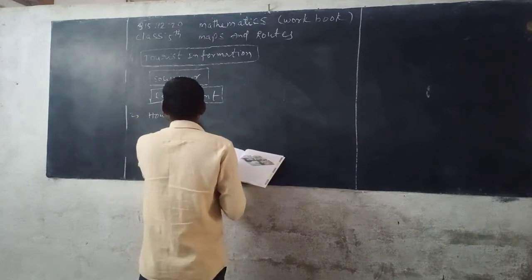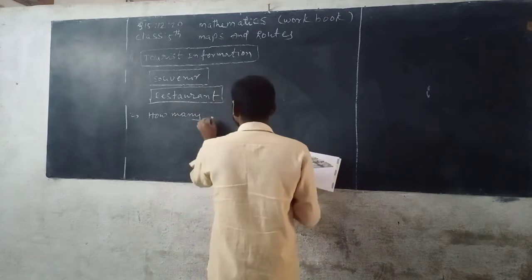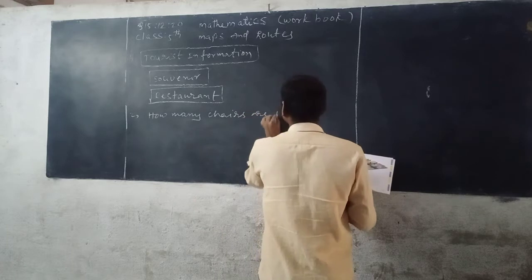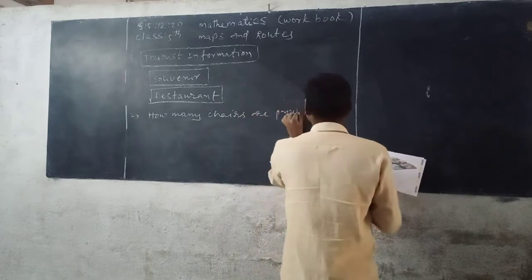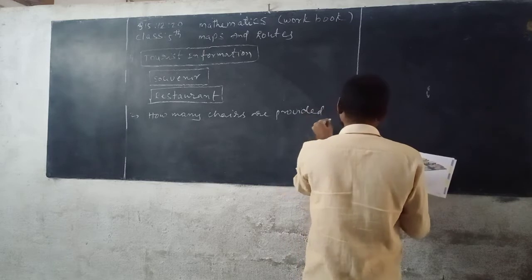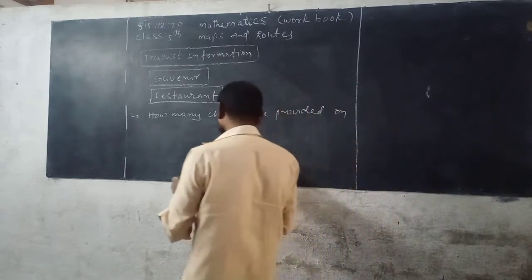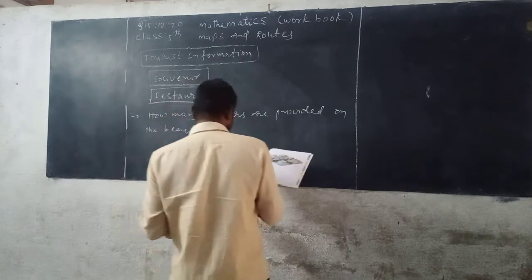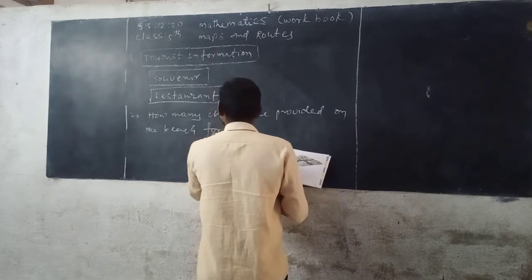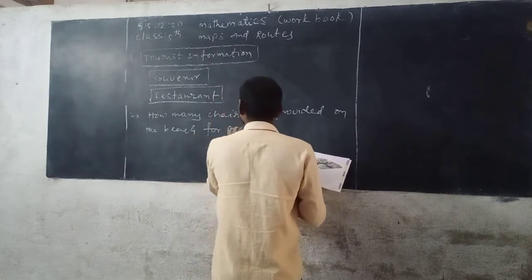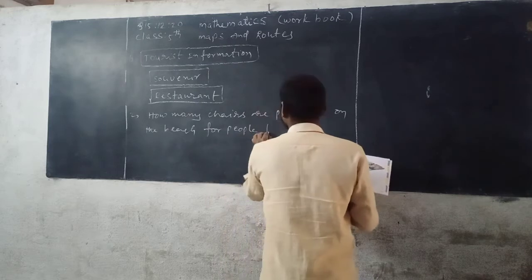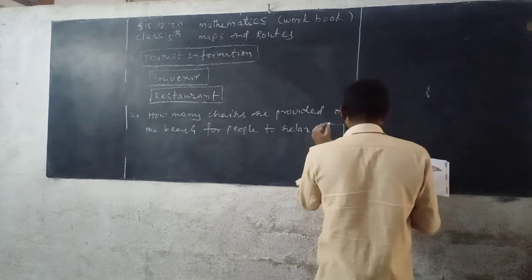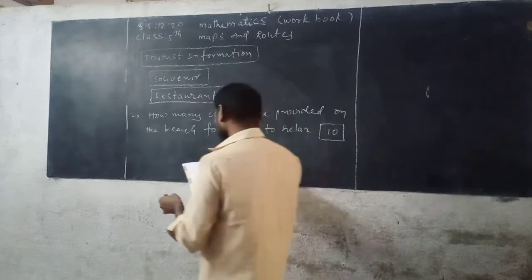Now second one is how many chairs are provided on the beach for people to relax? So how many chairs, beta? 10 chairs.